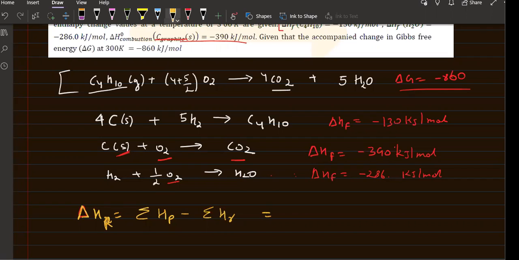Now, do we just add this? Do we just write the product as delta HF of CO2 plus delta HF of H2O minus delta HF of C4H10?